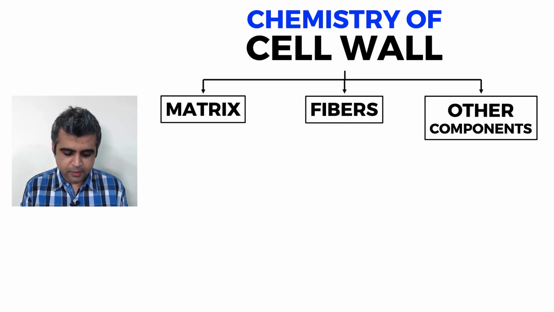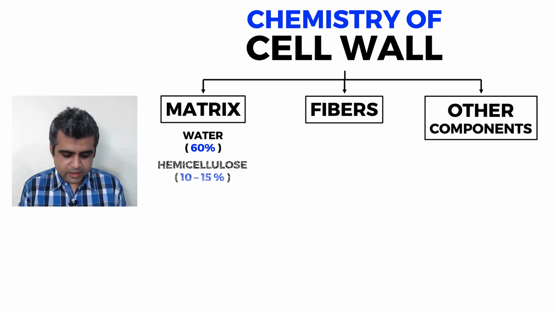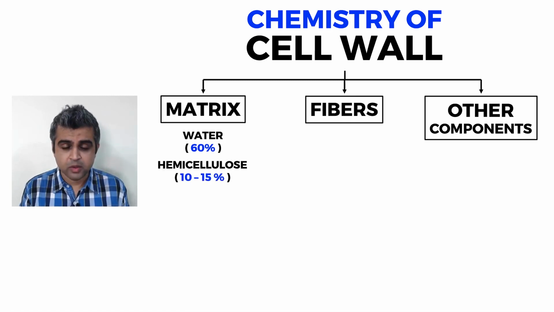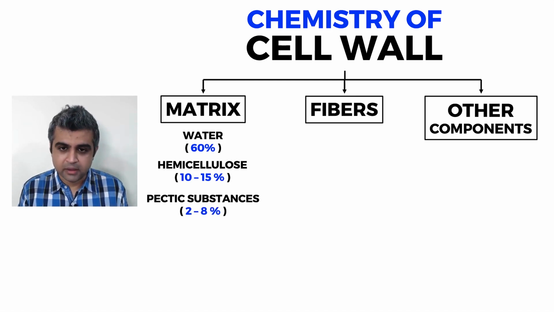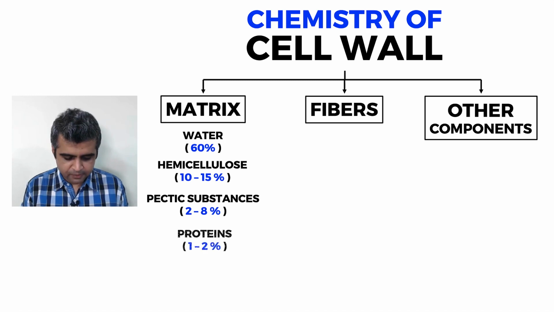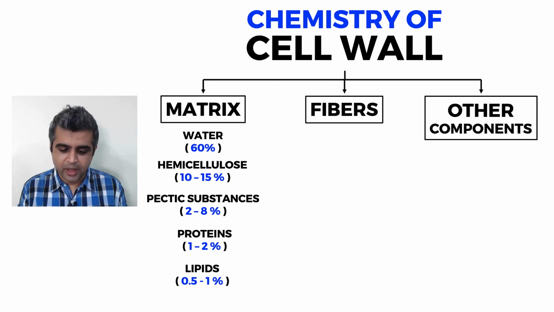So as far as the matrix is concerned, it is about 60% water. It is going to have hemicellulose, which is about 10 to 15%. It will have pectic compounds or pectin compounds, which is going to be about 2 to 8%. It will have a few proteins, 1 to 2%, and it will have lipids, which is about 0.5 to 1%. So this is that diffuse substance within which you are going to have the fibers.